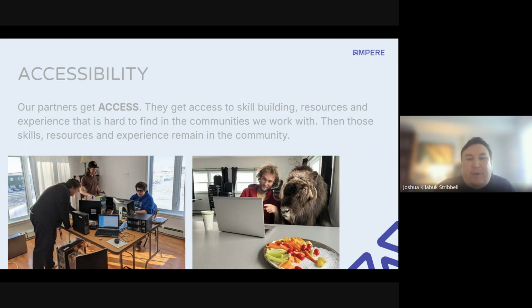And beyond that, it's about working with communities to understand what challenges and barriers they have towards accessibility to the things that we're bringing, instead of just bringing in something that's just not going to work when we're there.